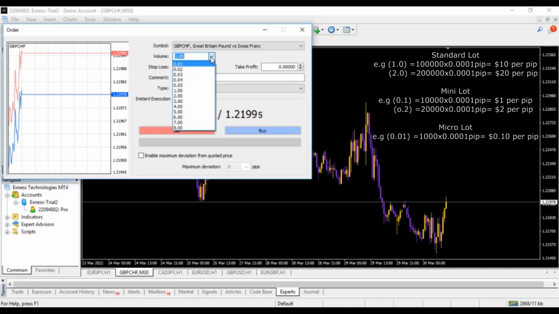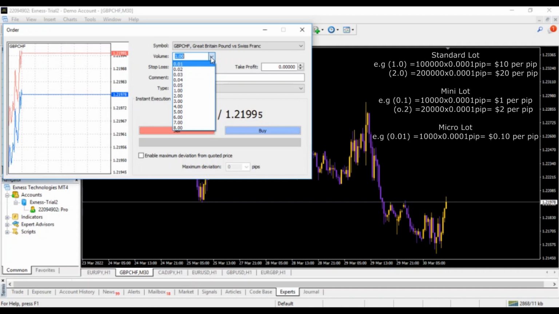You can also see from the list here mini lot sizes, that is in the first decimal places. 0.1 represents 1 mini lot size, and that is 10,000 units. 0.2 represents 2 mini lot sizes, and that is 20,000 units. And we can also see the micro lot sizes, which represent 1,000 units. So 0.01 represents 1 micro lot, that is 1,000 units. 0.03 represents 3 micro lots, and that is 3,000 units.